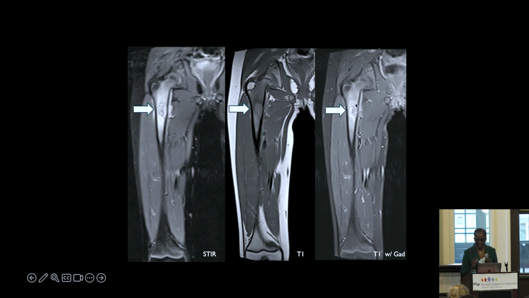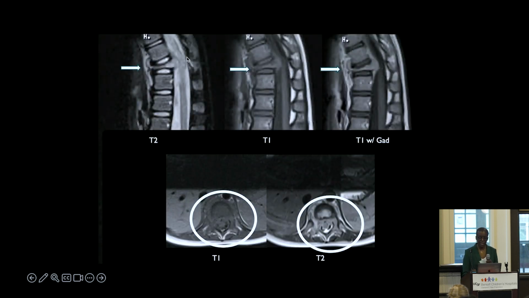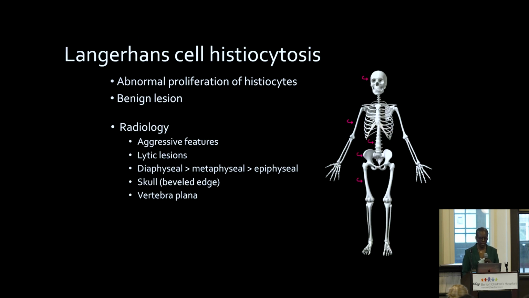There's also surrounding enhancement. The sagittal view of the spine, because there was also back pain, the spine was obtained. There is collapse of one vertebral body. There's actually soft tissue extending into the epidural space and compressing the spinal canal and the spinal cord. So this is Langerhans cell histiocytosis, an abnormal proliferation of histiocytes. It's a benign lesion, but radiographically aggressive. And we can see punched out lesions, usually in the diaphysis, classic beveled edge abnormality in the skull and vertebral plana.